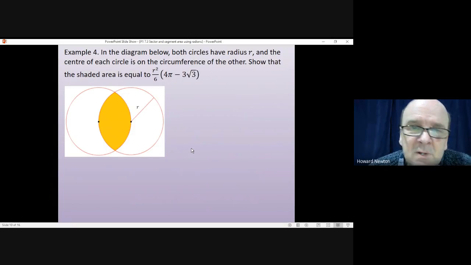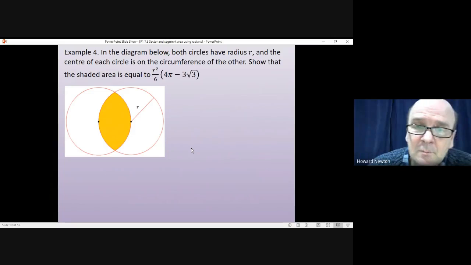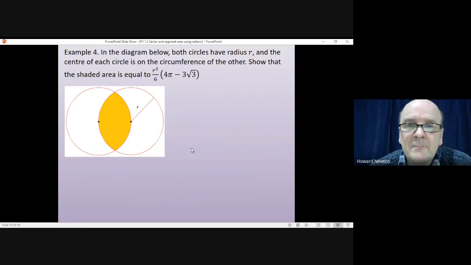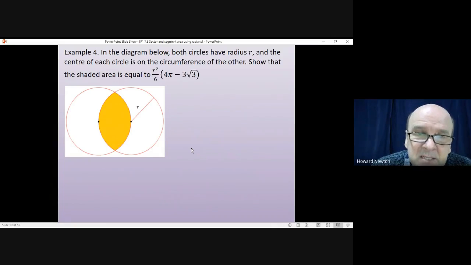Now, this really is the last question this time, and it's quite a lot more tricky than the ones we've been doing up to now. So in the diagram, we've got 2 circles, both of which have radius r, and the center of each circle is on the circumference of the other circle. So the center of this right-hand circle here is on the circumference of the left-hand circle. The center of the left-hand circle is on the circumference of the right-hand circle. And what we're asked to do is prove that this yellow shaded area is equal to r squared over 6 into 4 pi minus 3 root 3.